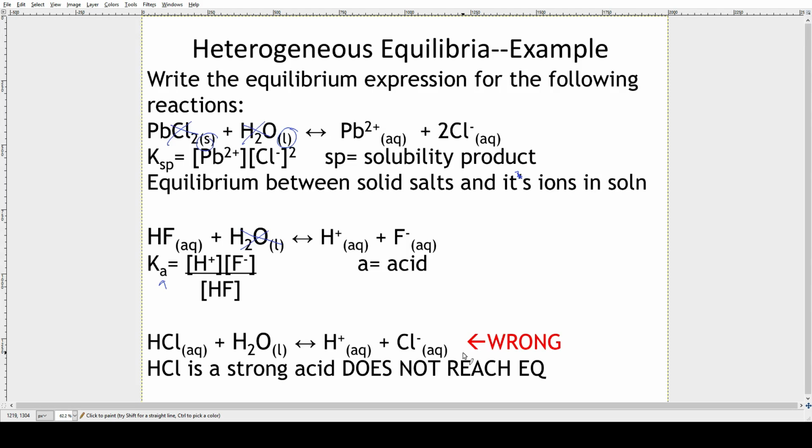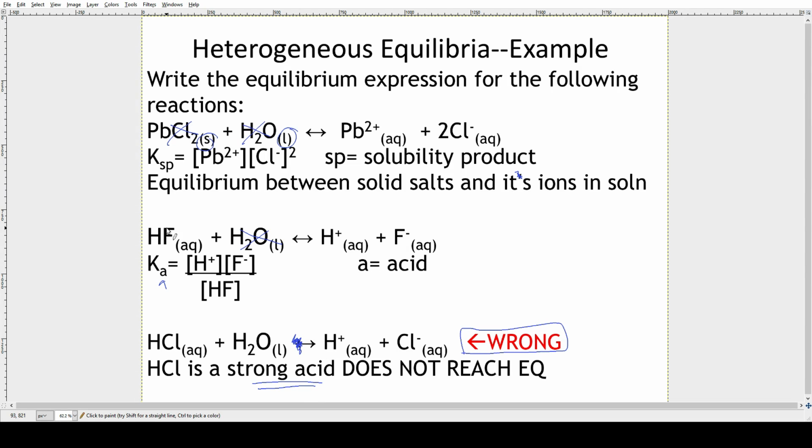This one has wrong in big red bold letters. We are not going to write an equilibrium constant for this because it has a strong acid. Hydrochloric acid is a strong acid, which means it doesn't reach equilibrium. It just completely falls apart. All the hydrogens are released. It's not reversible. So you do need to know if something's a strong or a weak acid.